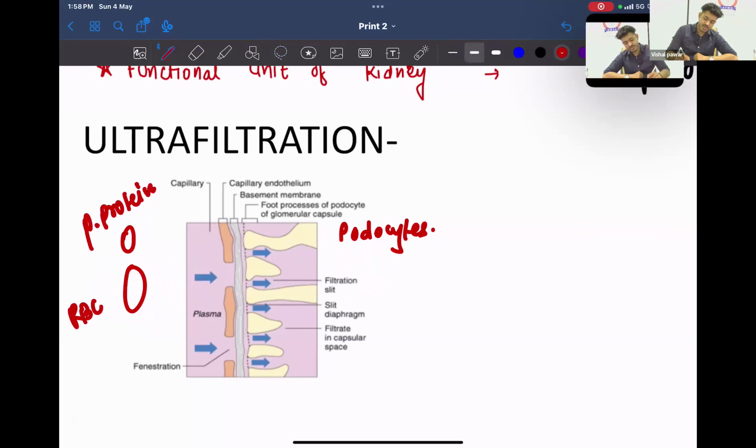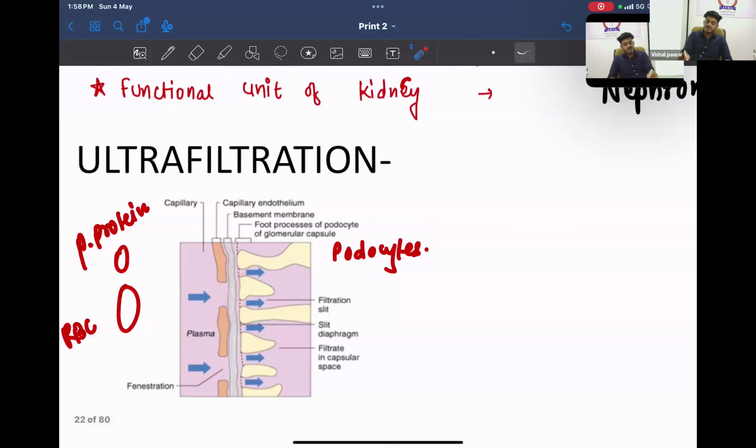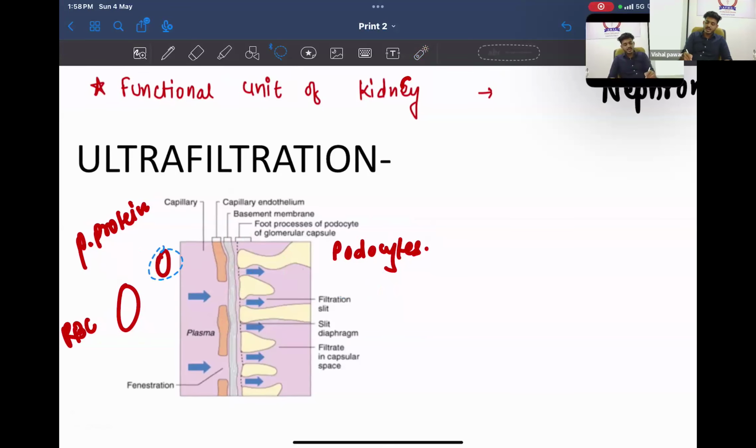And in pathology, you study about diseases where you will be having proteinuria, you will be having hematuria. So what is happening here? You will be having some kind of damage, and because of that damage, you are going to have passage of plasma proteins into the urine, and you are having passage of RBCs into the urine. That means now the patient is having certain kinds of diseases, right?